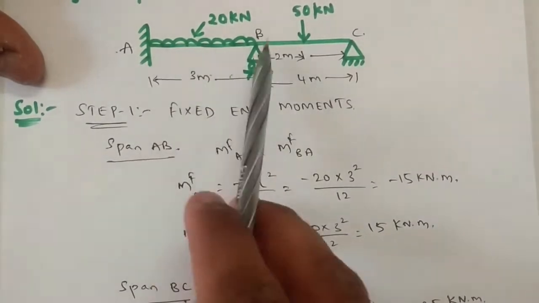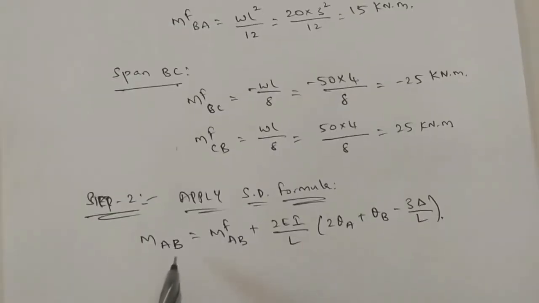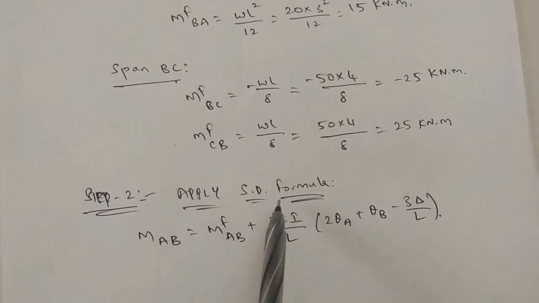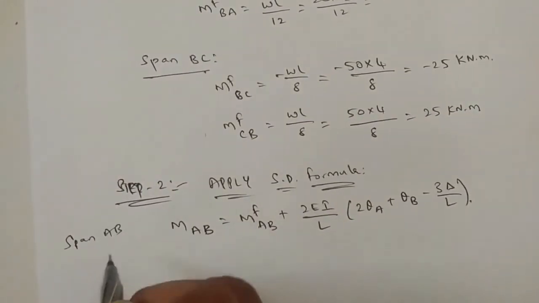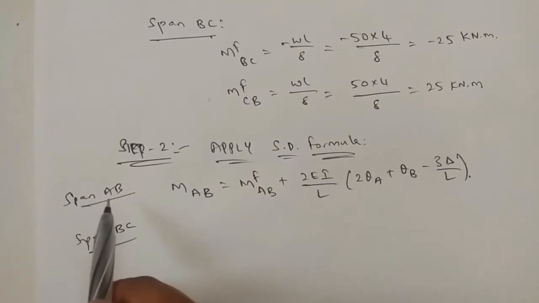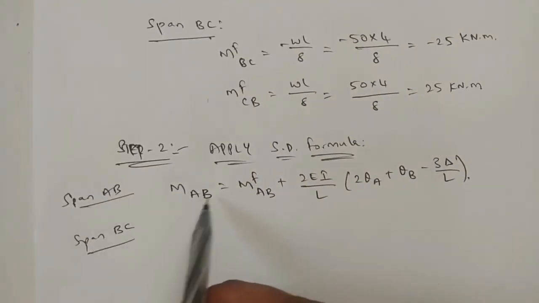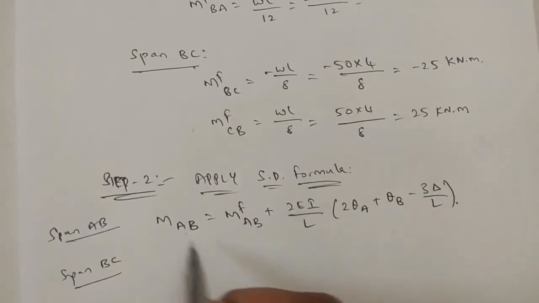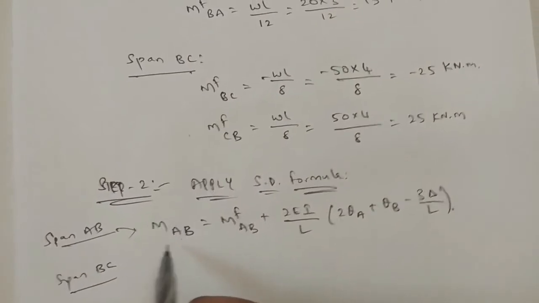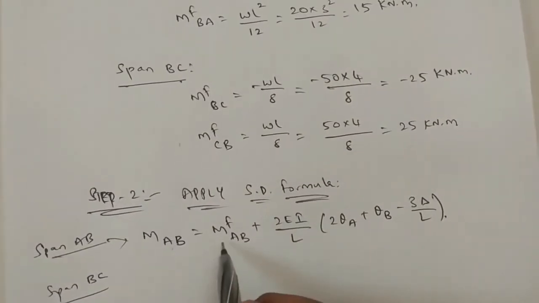Here we have two spans, AB and BC. In step two, you have to apply the slope deflection formula for both span AB and span BC. In span AB you will have MAB and MBA. In span BC you will have MBC and MCB. In span AB, first MAB. What is the fixed end moment MFAB here?